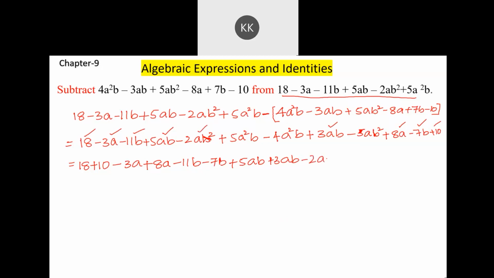Then minus 2ab square, minus minus 5ab square. Now this is left out, plus 5a square b, minus minus 4a square b. Now you have to simplify these like terms. I am just underlining the like terms. These are to be simplified.